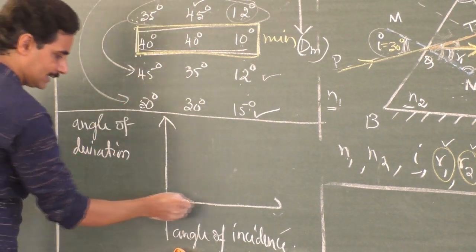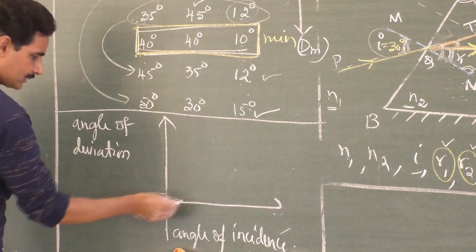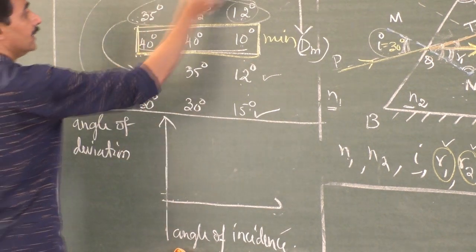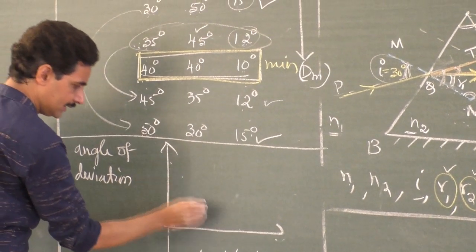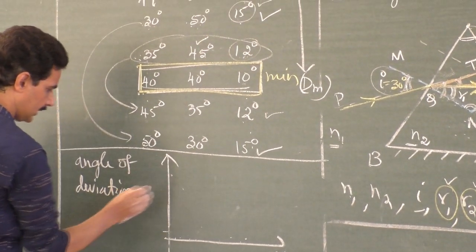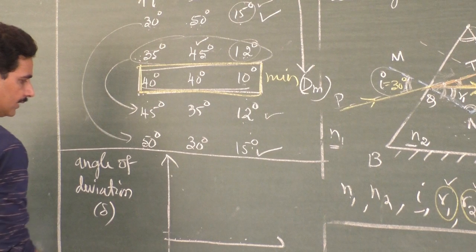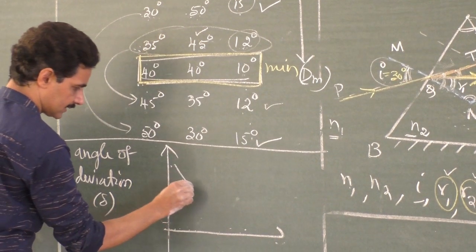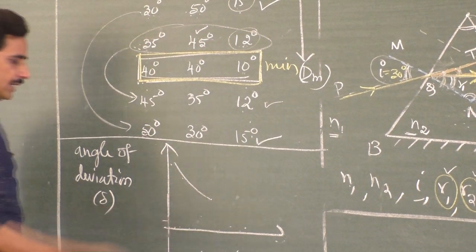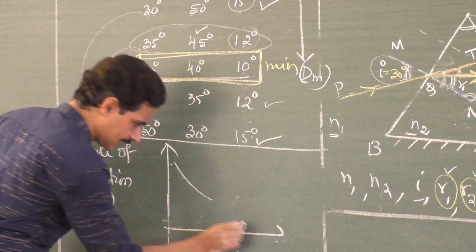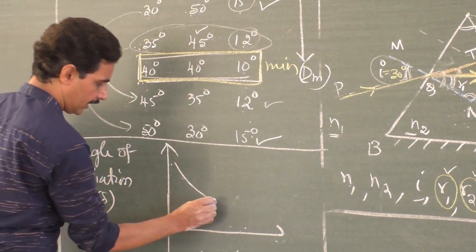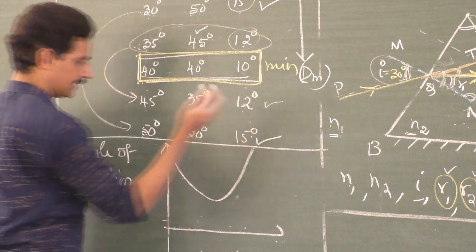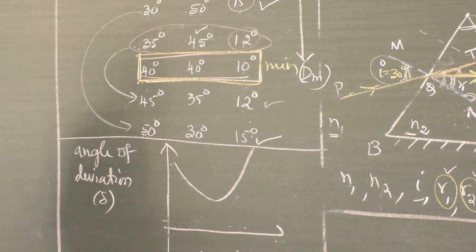Now, as i is increased, you know that when i is very less, deviation was more, right? So it starts from here. As i increases, D should go on decreasing. So this is delta, angle of deviation. It decreases like this. The graph comes like this. Will it decrease and decrease until angle of deviation reaches 0? Never. It reaches a minimum value and starts increasing like this. This is the graph.